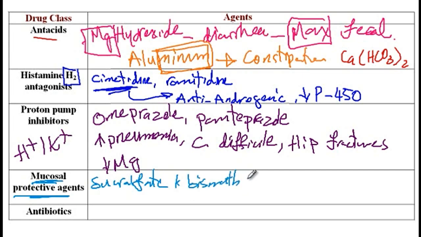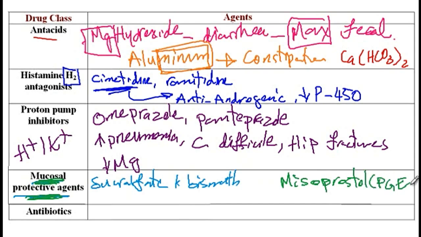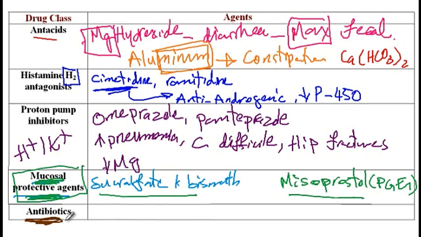These medications form a protective coating over the ulcer bed. And then the next medication, which functions through the same mechanism by providing mucosal protection, is misoprostol, which is prostaglandin E1. This medication increases the production of the mucous barrier and decreases the production of gastric acid. So just know that these two classes of medications both function through the same mechanism, and that is to protect the mucosa. And then finally, antibiotics are used to eradicate the Helicobacter pylori infection.